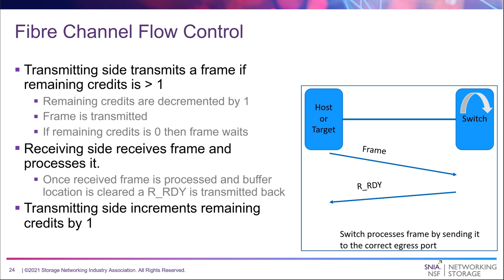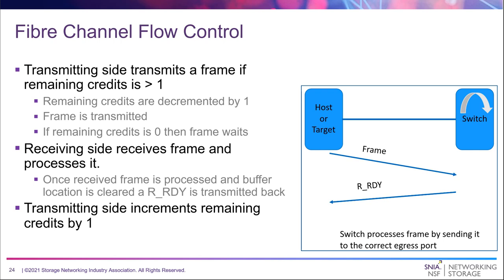And if there are several frames outstanding from the host or the target to the switch, when the R_RDY comes in, you don't really know which of those frames has been switched to its egress port. All you know is a buffer location has been freed, and now you increment your credits by one. And if you were at zero, any waiting frames could be transmitted. And if you're not at zero, you've just incremented your credits, anticipating another frame coming in.